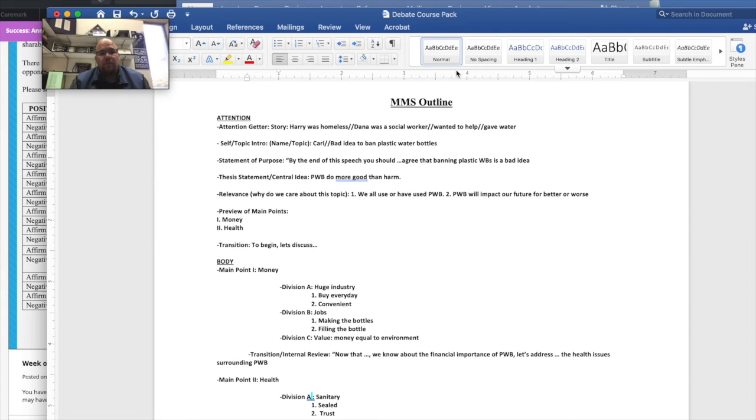Plastic water bottles do more good than harm. You should care about this because we've all used plastic water bottles, and love them or hate them, they're going to impact our future for better or worse. Now, I want to focus on two areas: money, finance, and the health of the human beings that live in our country. So, to begin, let's talk about money and the impact that the water bottle industry has on our economy.